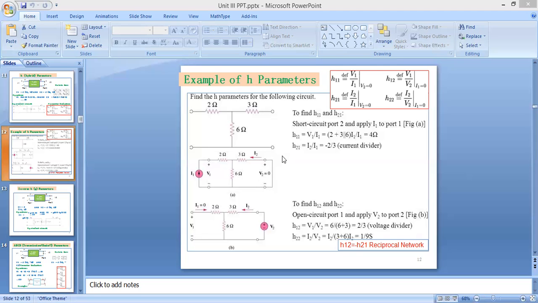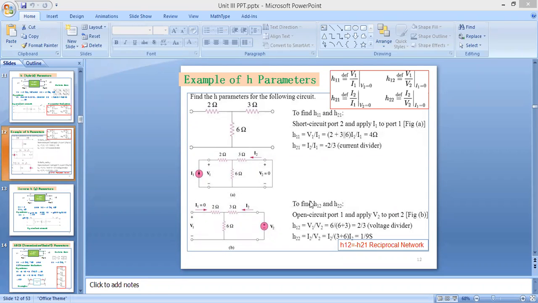So here whenever we are calculating H21 and we are converting I2 in the form of I1, you are supposed to convert that equation as I2 equal to minus 6 upon 6 plus 3 into I1. That's why I have written here minus 2 by 3.